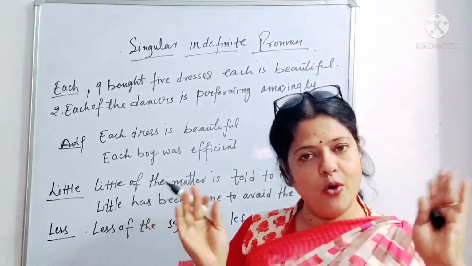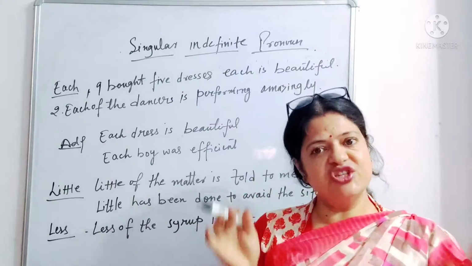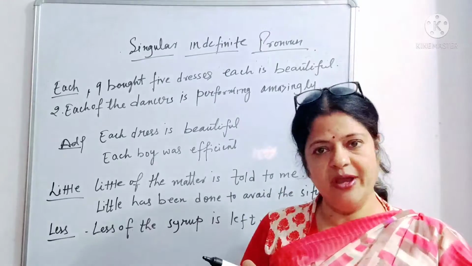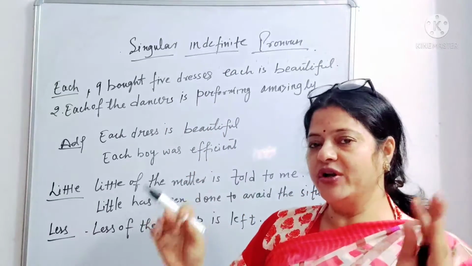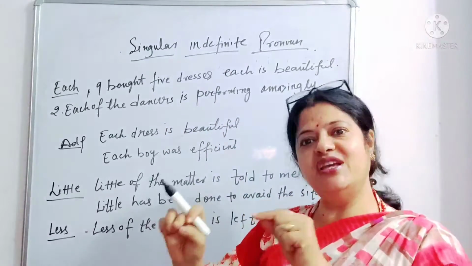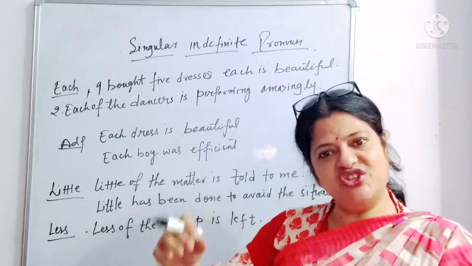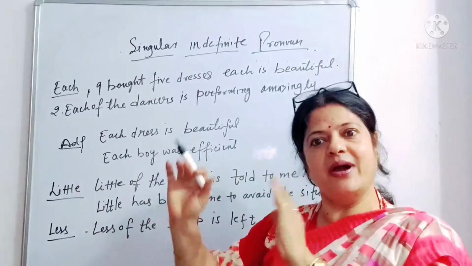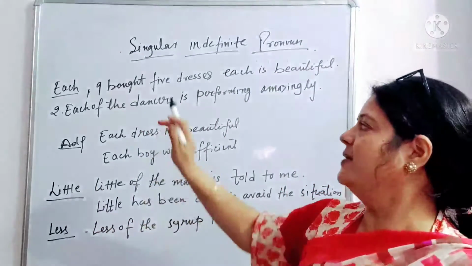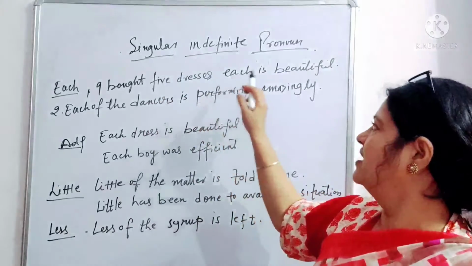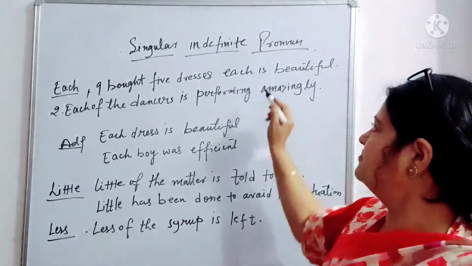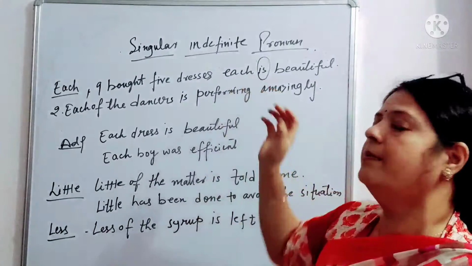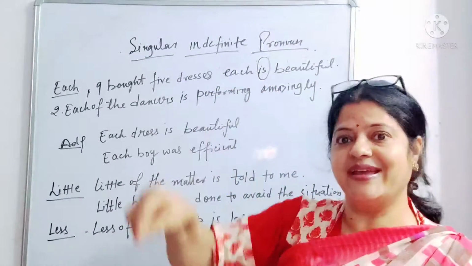So I have bought 5 dresses. Okay. Each is beautiful. Now I am talking separately about each dress. Okay. So I am focusing on each person or each individual or each item or each object separately, one by one. So that is why if I say I bought 5 dresses, each is beautiful. So that is why we have used a singular verb here, because we are talking about each individual thing.